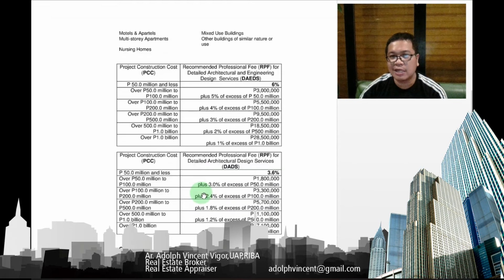For the detailed architectural engineering design services, meaning the fees for the other engineers are also included, if it's 50 million or less, it's around 6%. Then for DADs or detailed architectural design service for 50 million and less, it's around 3.6%. Then, of course, there are also subcategories up to over 1 billion.